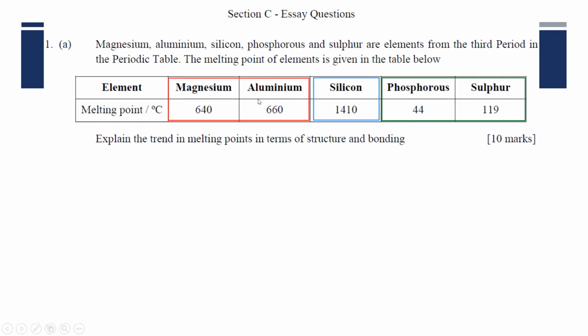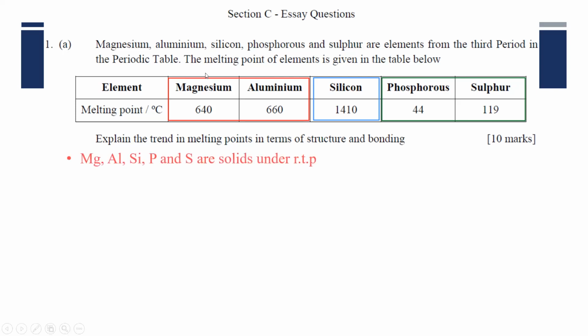So you must compare why aluminium has a slightly higher melting point than magnesium. And then in terms of comparison, why sulfur has a slightly higher melting point than phosphorus in here, okay? So if you know how to tackle this point, it shouldn't be much of a problem for you to explain this essay, okay? It's a 10 marks worth of essay, so make sure that you write your points to the fullest.